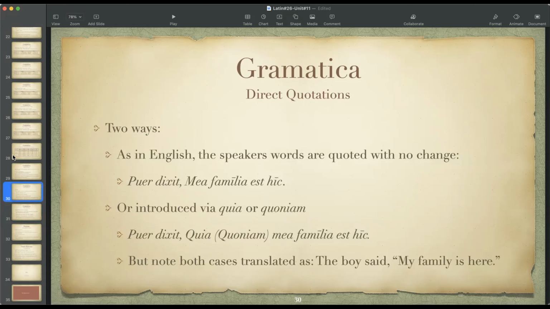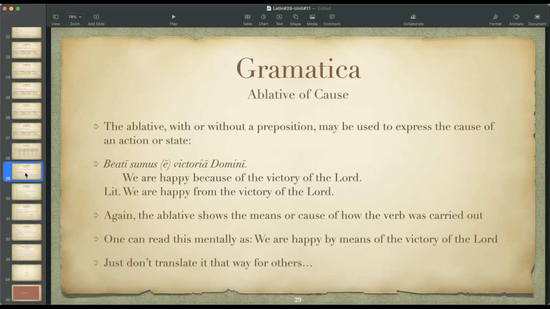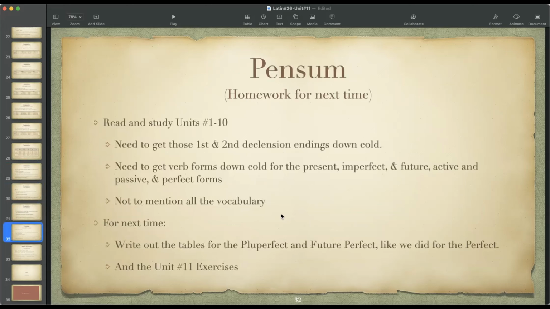It may be there, but I just don't remember seeing it. All right, any questions on the ablative of cause or direct quotations?